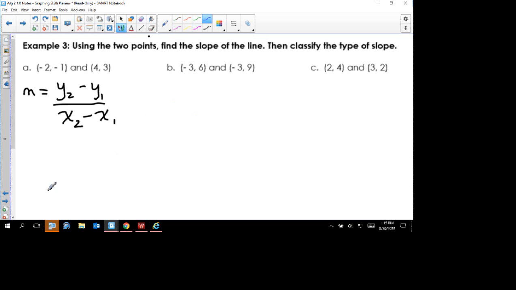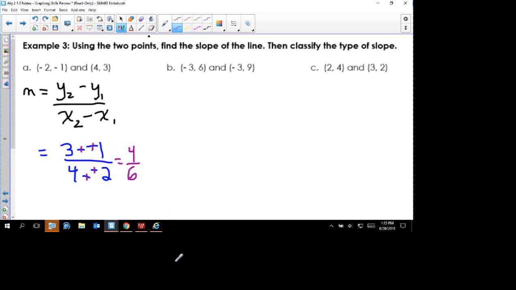So you may be able to work faster than me because I'm trying to write with my mouse, and please feel free to do all 3 of them. But I'm going to go through at least the first one. 3 minus -1 over, and then the second x is 4 minus the first x, -2. Remember when we have minus minus, that becomes add a positive? So I get 4 over 6.